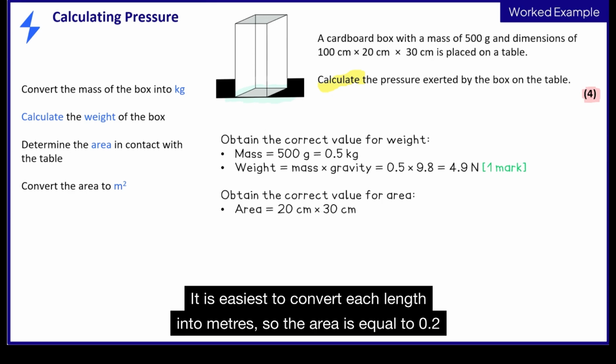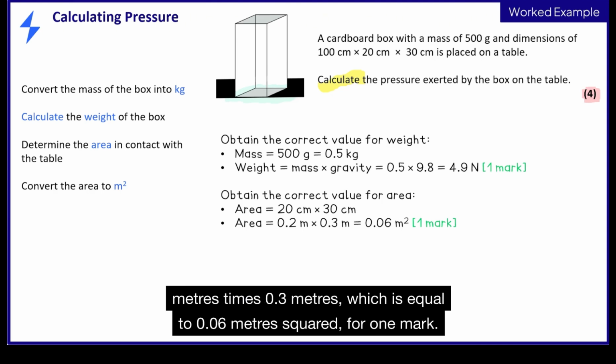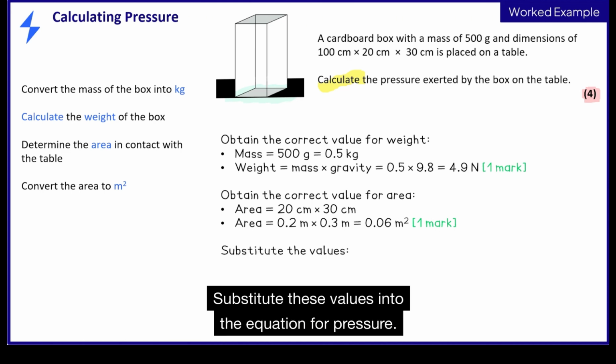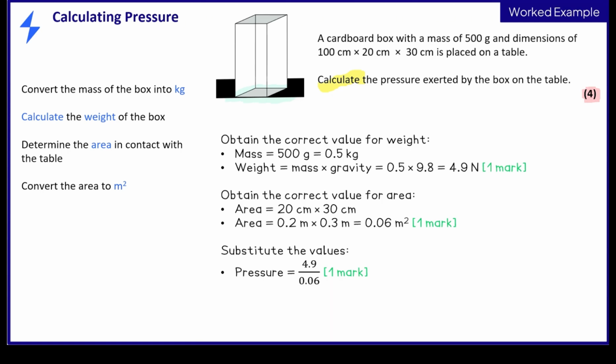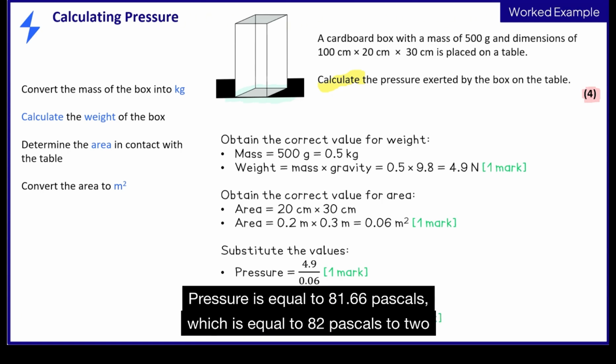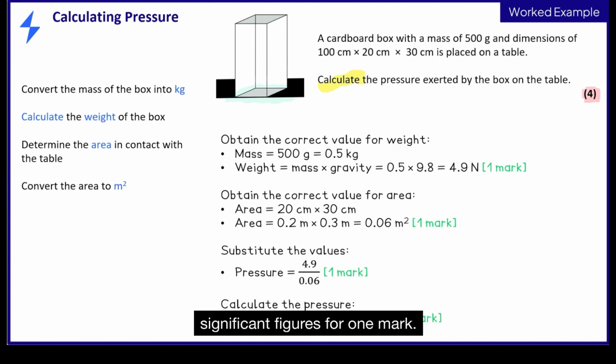It is easiest to convert each length into meters. So the area is equal to 0.2 meters times 0.3 meters, which is equal to 0.06 meters squared for 1 mark. Substitute these values into the equation for pressure. Pressure is equal to 4.9 divided by 0.06 for 1 mark. Calculate the pressure. Pressure is equal to 81.66 pascals, which is equal to 82 pascals to 2 significant figures for 1 mark.